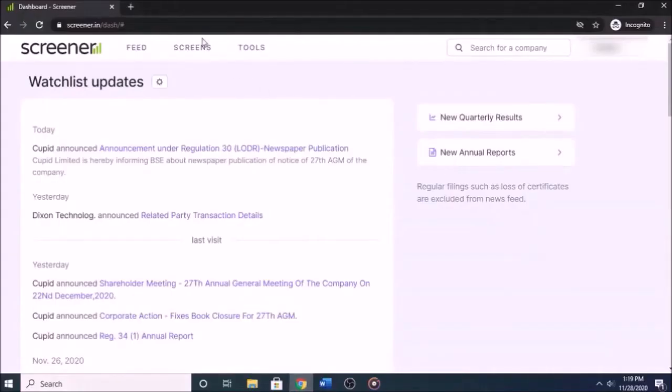Let me show you how I generally do it with the help of the screener.in website. Go to screener.in. This is a free version. With the free version, you can access all the screens that are required. But there's a paid version also. But I'm not anyway affiliated with the website. Okay, let's click on the screens.